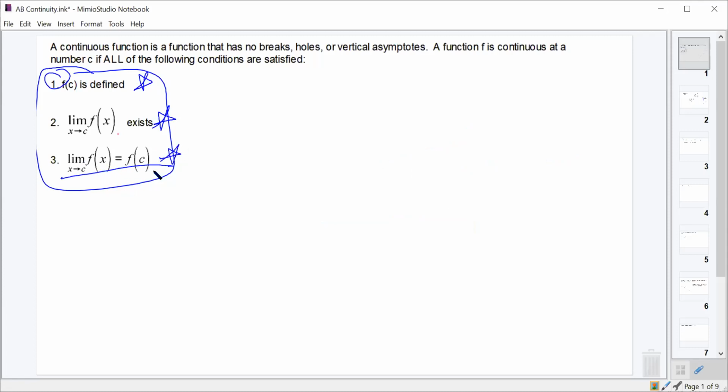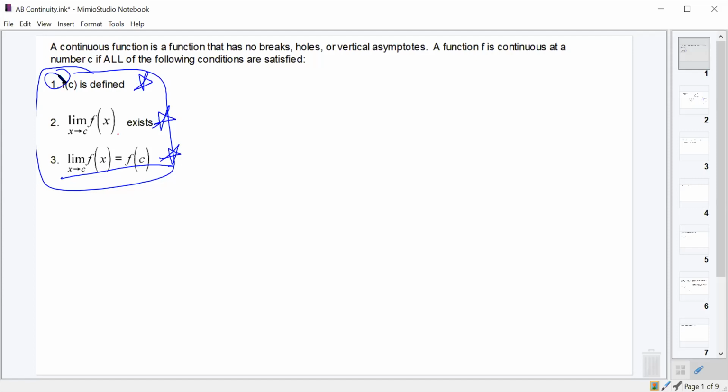So these are the three criteria for a function to be continuous at a point. And if a function satisfies all three of these criteria for every point on that function, we say that function is continuous for all real numbers. So how many different types of discontinuities are there? How many different things make a function not continuous at a point? How many different ways? Anybody have an idea?